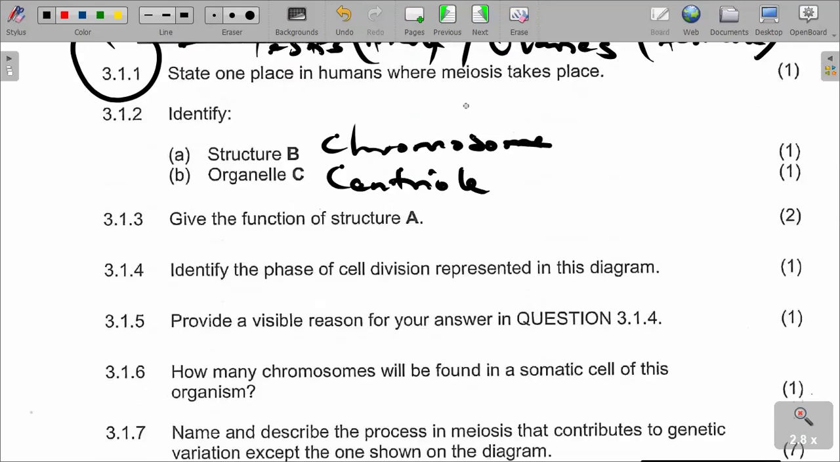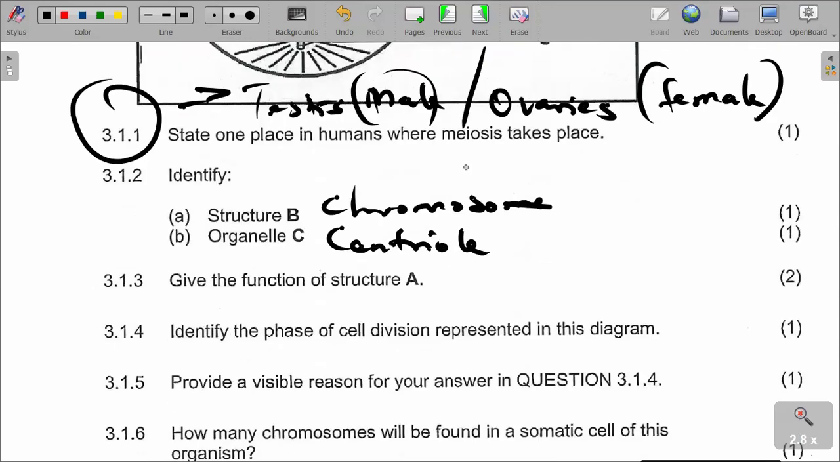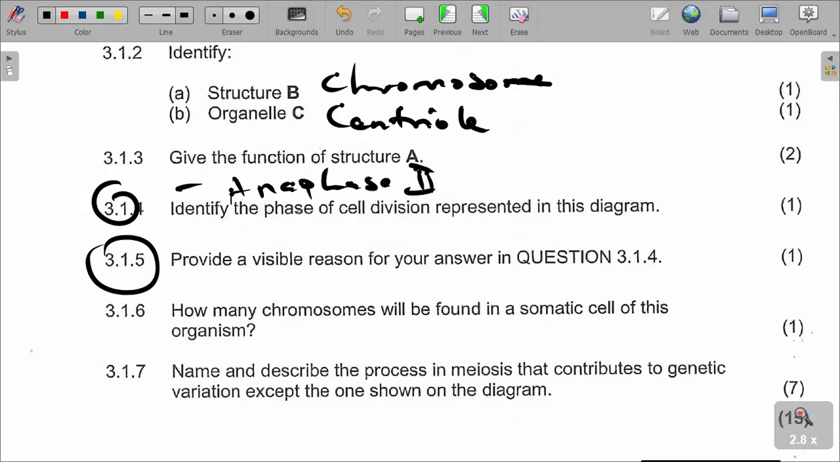And then identify the phase of cell division that is represented. As you can see on the diagram, it is called anaphase. We can say that is anaphase 2. And the reason is because the sister chromatids are separating and moving to opposite poles of the cell.